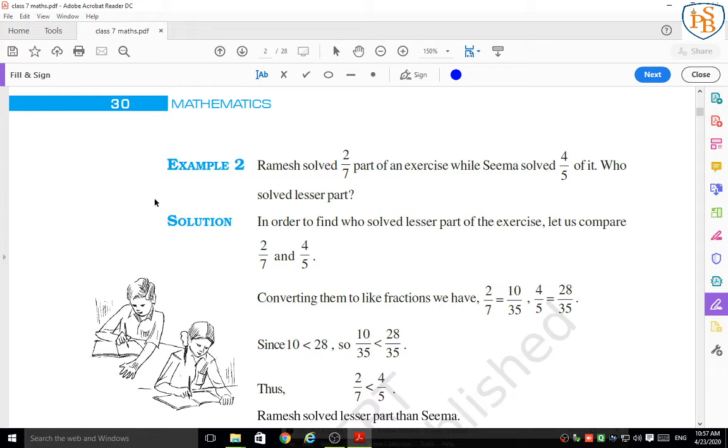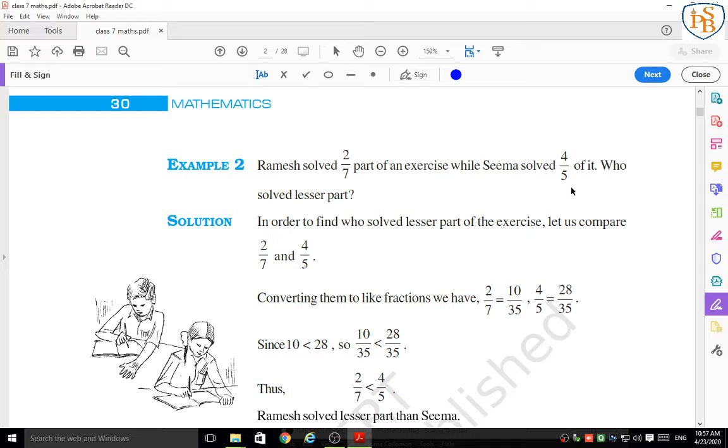Look at here. Example second. Ramesh solved 2 upon 7 part of an exercise while Seema solved 4 upon 5 of it. Who solved lesser part? Okay, 2 upon 7 and 4 upon 5 are totally different fractions because there is no common thing. The denominators are different and numerators are also different.